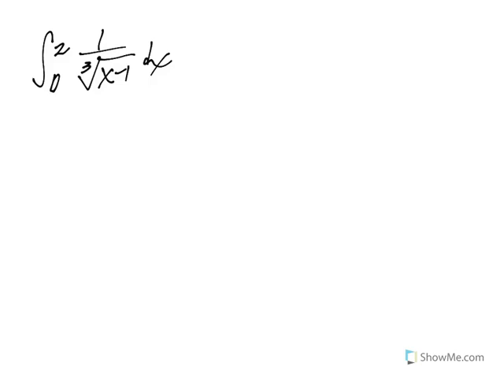All right, let's take a look at this problem. I've got 1 over the cube root of x minus 1. You've got to really be careful on these guys, because as you look at these integrals, you have to pay attention to discontinuities. 1 over the cube root of x minus 1 is undefined at x equals 1, which is within my interval of integration from 0 to 2. You must split it at the discontinuity.